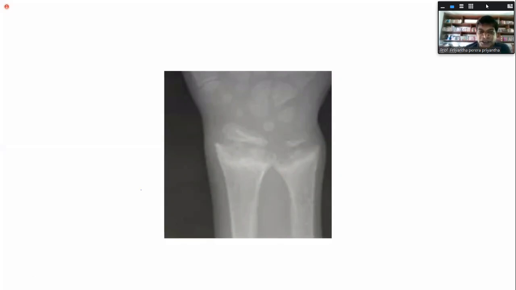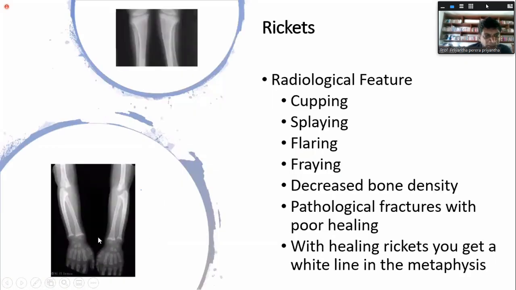And once you start treating rickets, you get a white line, a sclerotic line at the metaphysis. Can you see the arrow pointer on the X-ray? So this white line, the sclerotic line, indicates treated rickets, right?